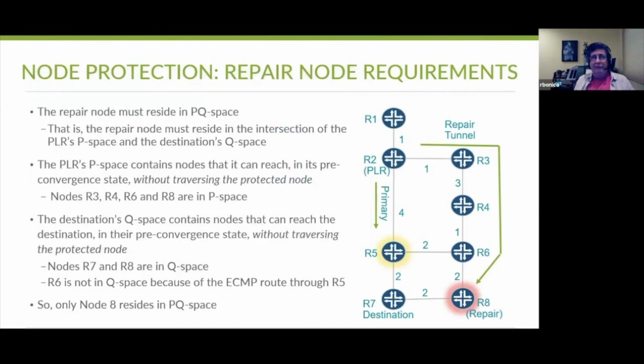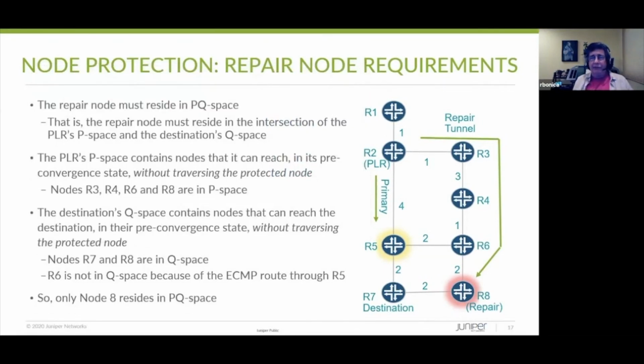So here the P-space is R3, R4, R6, and R8. The destination's Q-space contains nodes that can reach the destination in their pre-convergent state without traversing the protected node. And here only R7 and R8 are in the Q-space, and this is because of that ECMP. So here only R8 is a candidate for the PQ space. So we're starting to feel pretty secure now. We think that we have things well in hand.